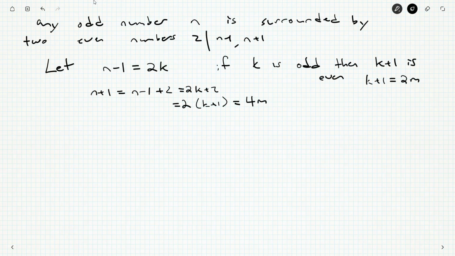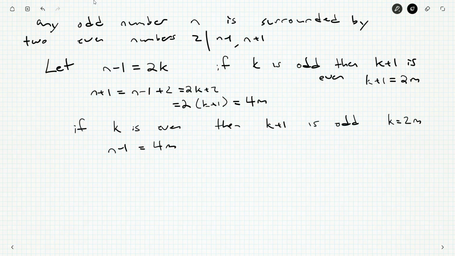So this has a factor of 4, this one has a factor of 2, combined they have a factor of 8. If instead k is even, then k plus 1 is odd, but I can write k is 2m, so n minus 1 is going to be 4m, and n plus 1 is just going to be 2k plus 1, but again we get a factor of 8. So the product of any two consecutive even numbers is always a multiple of 8.